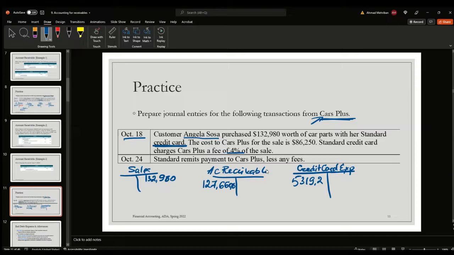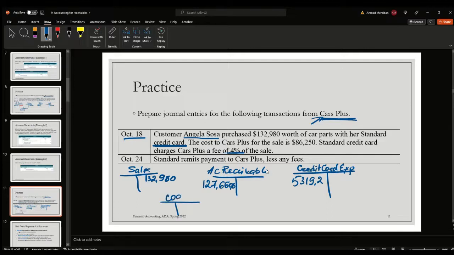All you have to understand about this is that in this case, this retail company, Cars Plus, is paying to the credit card company a specific fee for allowing them to be used in the company, to be charging or using this as a method of payment. And so that 4% is going to be charged to the credit card expense, and Cars Plus is going to be paying this 4% fee. Now, everything else is going to be recorded the same way as before.